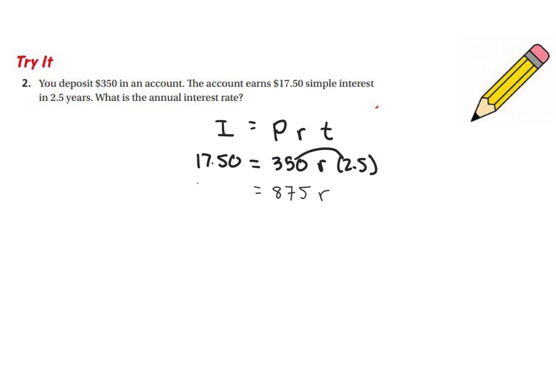times R equals 1750. So now divide both sides by 875. And we get 1750 divided by 875. So our rate equals 0.02. Move that decimal point twice, and you get a 2% interest rate.